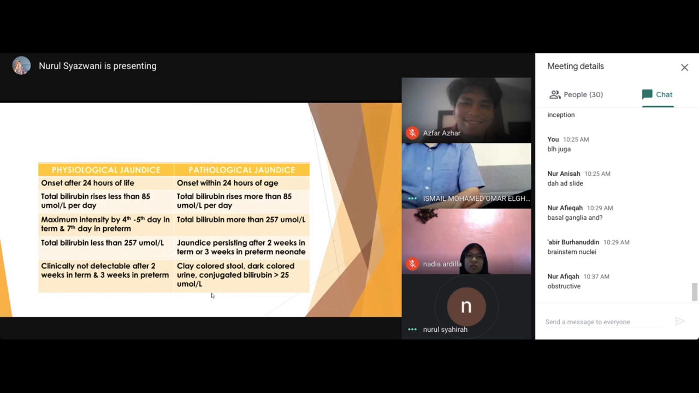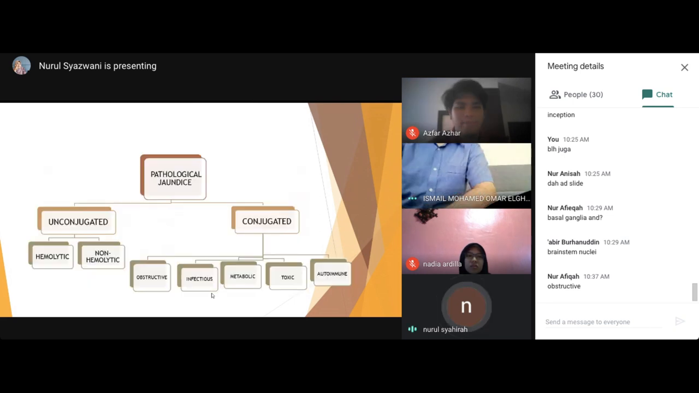Okay, so this one is for the pathological jaundice. We can divide it into unconjugated and conjugated. For the unconjugated, there are hemolytic and non-hemolytic causes. And the conjugated can be divided into obstructive, infectious, metabolic, toxic, and autoimmune causes.